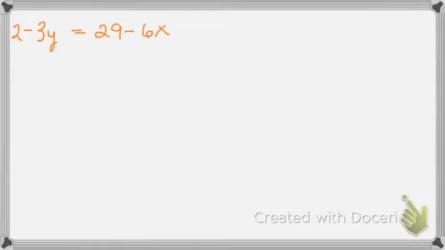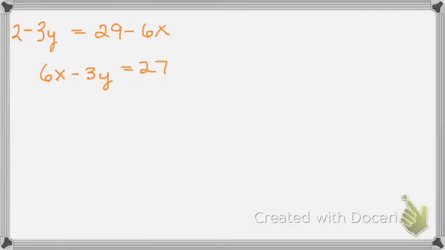Okay, well, can you put it in slope-intercept form or standard form easily? I could. I could put this thing in standard form. I could bring the 6x over, right? And then subtract 2, and that'd be 27. There we go. That's standard form for a line. Everybody good with that? Okay.